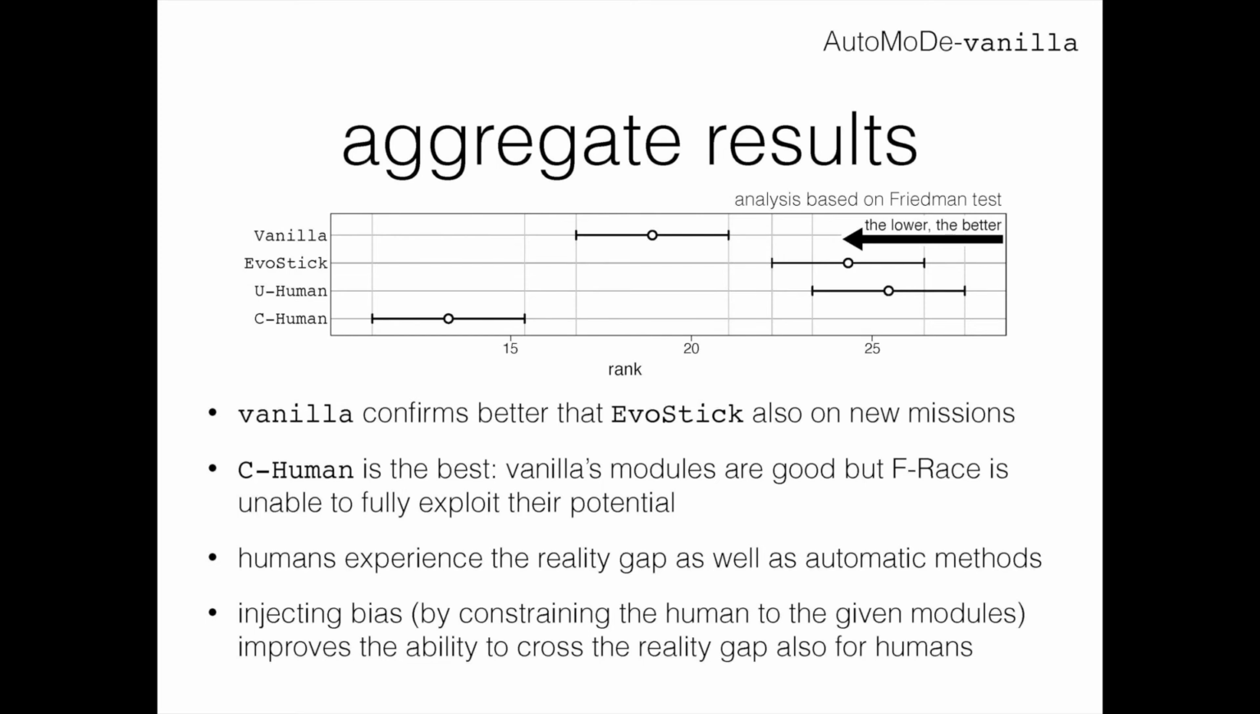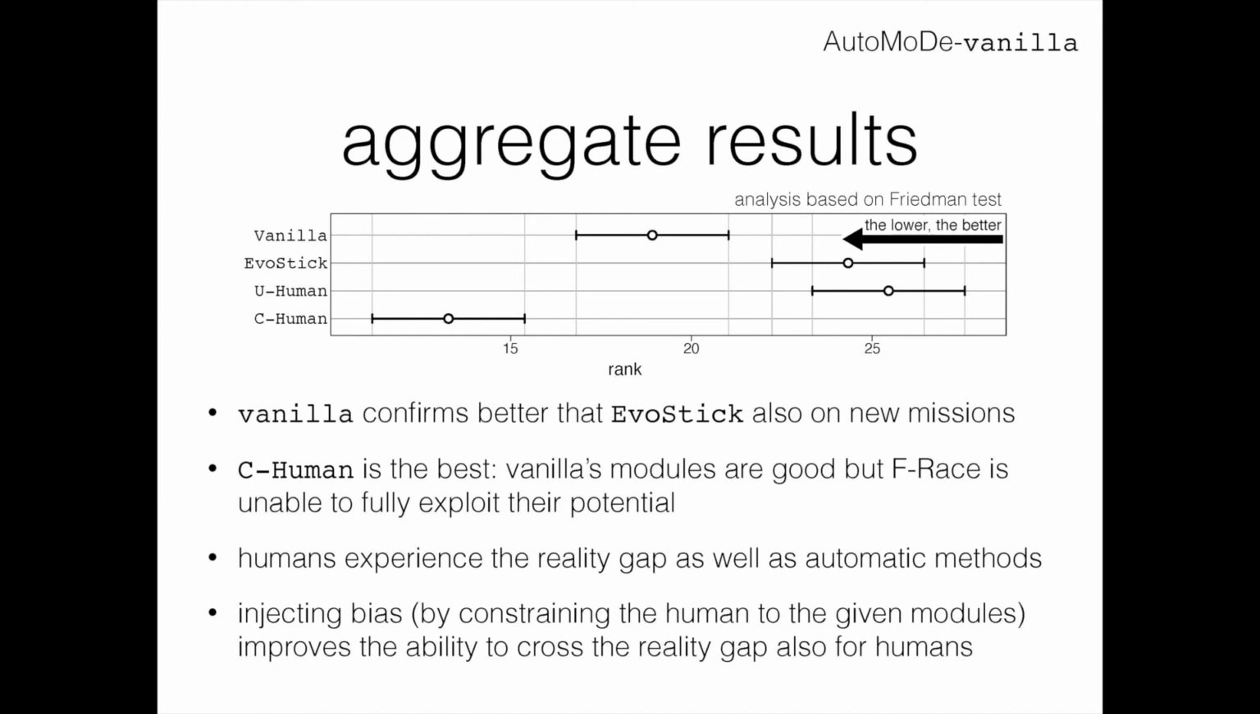It is hard to make conclusions out of the results that we have seen so far, mission per mission. It's much more interesting to aggregate them across the missions and observe whether there is any general trend. So in this plot, you see the average rank obtained by the different design methods across the different missions. You see that the best performance is obtained by constrained humans. Then vanilla follows, and then Evo Stick and U-human.